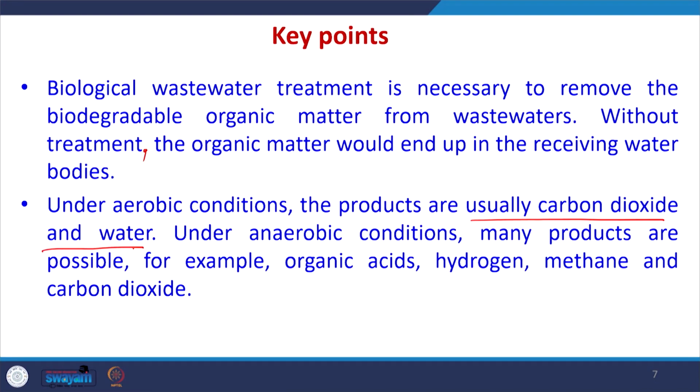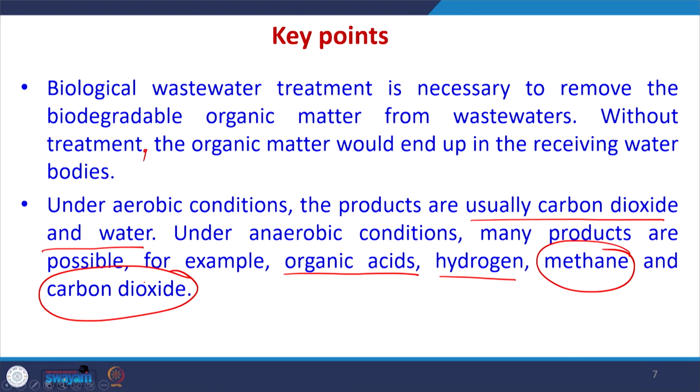Under aerobic condition, the products are usually carbon dioxide and water, whereas under anaerobic condition we can get organic acids, hydrogen, but methane and carbon dioxide will predominantly be produced. So, that is why we go for anaerobic treatment for those wastewaters which contain very high organic loading, that means they have a lot of carbon content or more COD. So, we can go for treatment of such wastewater, so that we can generate a large quantity of methane and carbon dioxide. So, this is possible.